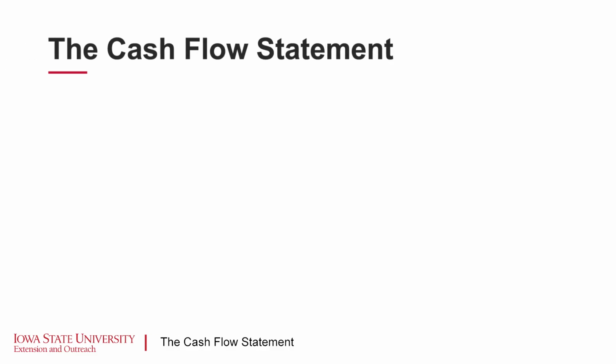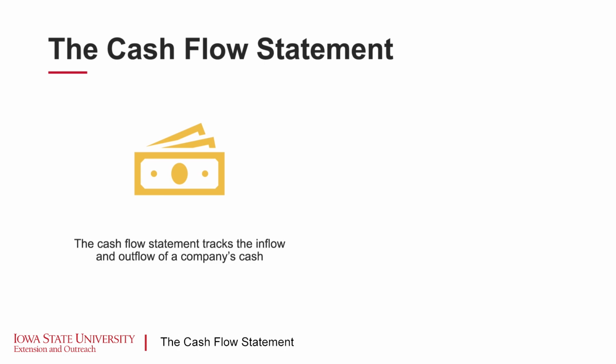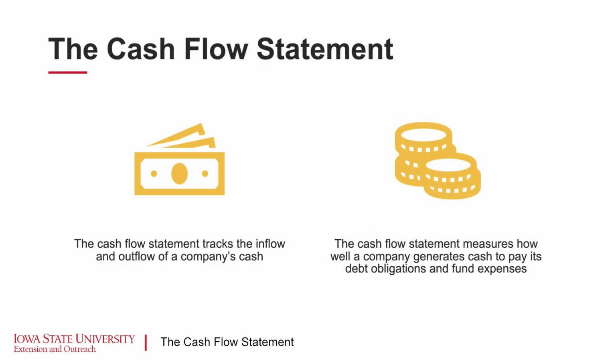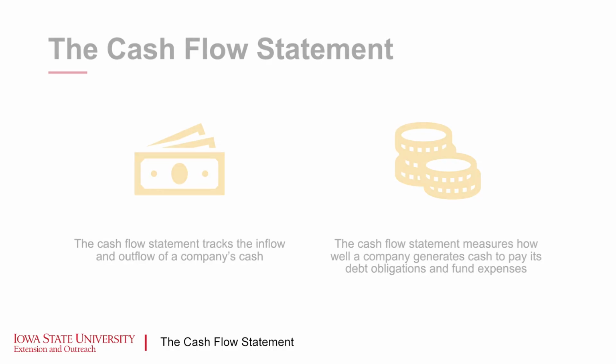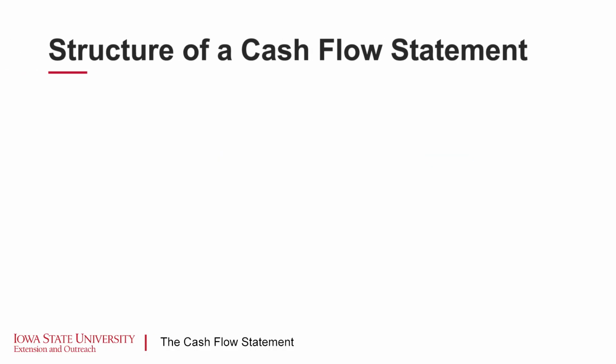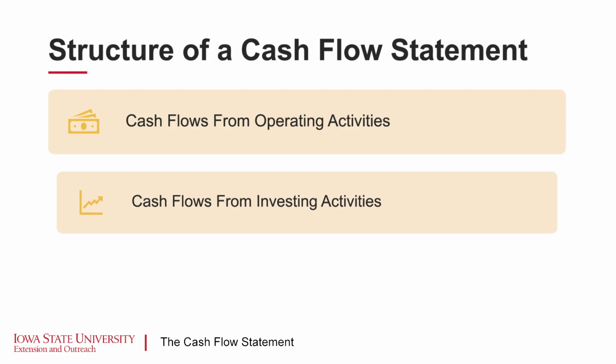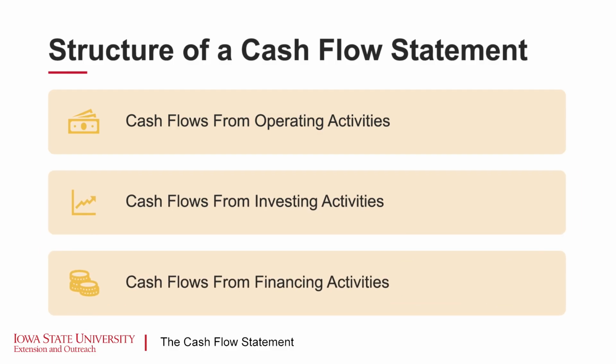The cash flow statement, as the name implies, tracks the inflow and outflow of a company's cash. The cash flow statement measures how well a company generates cash to pay its debt obligations and fund expenses. There are three major subsections within a cash flow statement. The first is called cash flows from operating activities, the next is cash flows from investing activities, and the final section is cash flows from financing activities.